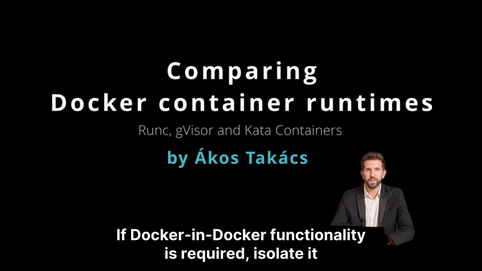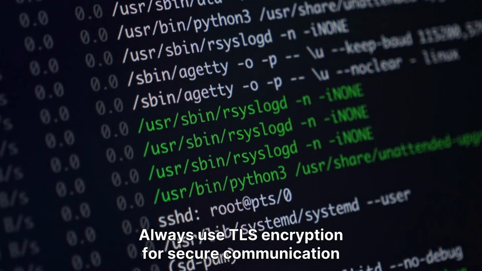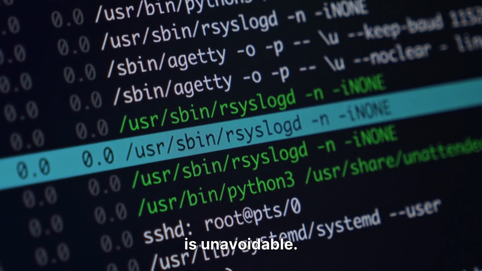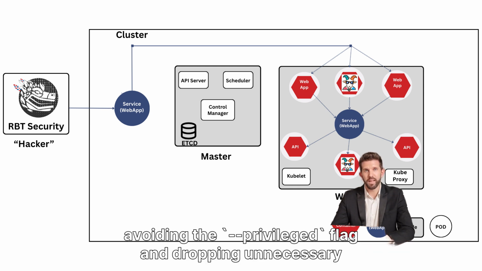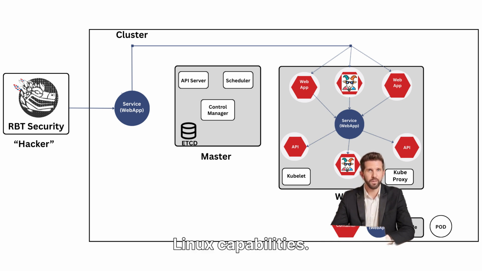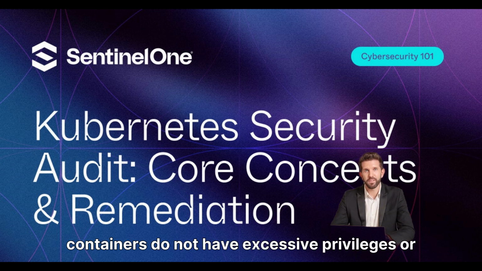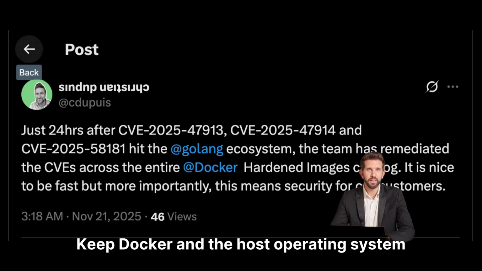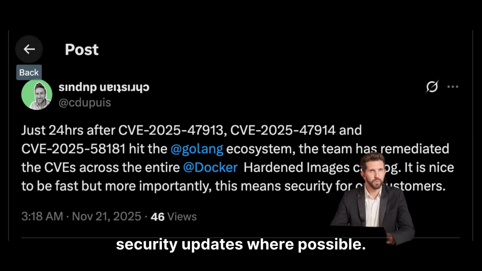If Docker in Docker functionality is required, isolate it using rootless Docker, gVisor, or Kata Containers for enhanced security. Always use TLS encryption for secure communication if remote access to the Docker daemon is unavoidable. Implement the principle of least privilege by avoiding the privileged flag and dropping unnecessary Linux capabilities. Regular security audits are crucial to ensure containers do not have excessive privileges or access to sensitive resources. Keep Docker and the host operating system updated to patch known vulnerabilities, enabling automatic security updates where possible.